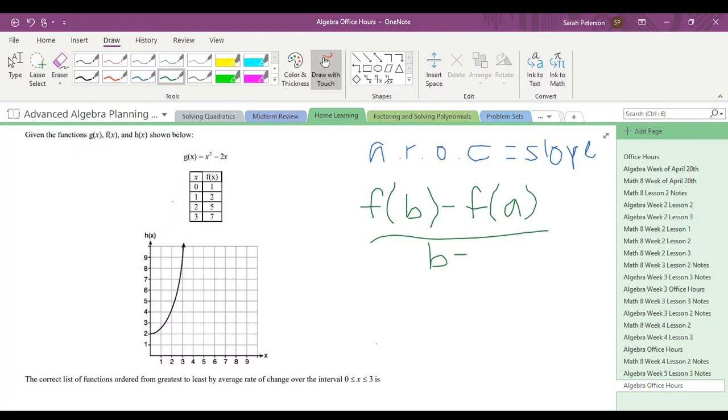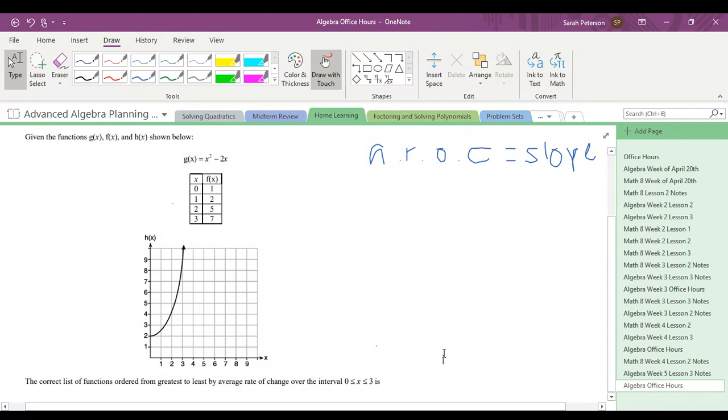Over b minus a. This is just the change in y values, because remember f of x is the same thing as y, and these are your x values. So basically you're finding the difference of the y values over the difference of the x values, which is the same thing as the change in y over the change in x. The only difference is that average rate of change specifies an interval. So you're not looking at every single point, you're looking at two points.